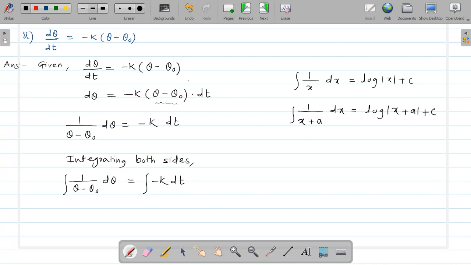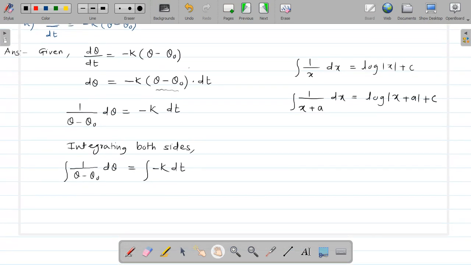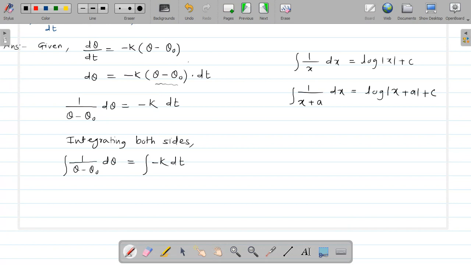Means as the integration of 1 upon x is log of modulus of x, like that the integration of 1 upon x plus a, for example 1 upon x plus 1, 1 upon x plus 2, 1 upon x minus 1, 1 upon x minus 2, you will also get as log of modulus of x plus a plus constant with respect to x. Now here theta 0 is constant and we have to integrate 1 upon theta minus theta 0. As we know, the integration of 1 upon theta with respect to theta will be log of modulus of theta plus constant.